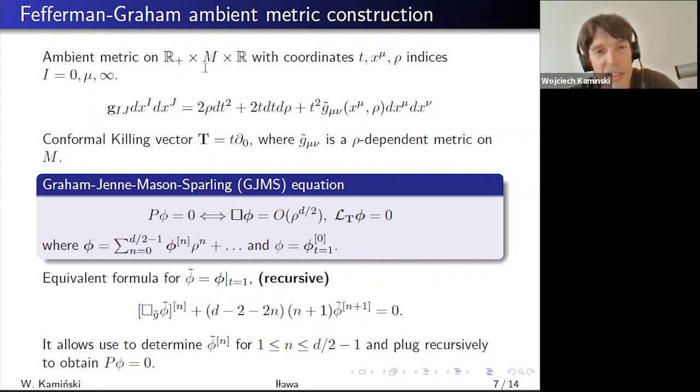So we introduce this ambient metric. To our manifold, we add two new coordinates, T and rho. As in Fefferman-Graham, the index for T I will denote zero, and for rho I will denote infinity, and with such a metric. For this moment, it will not be important. Of course, this metric is determined by some conditions, but for the evolution of these conformal powers of Laplacians, this is not as important. So we have such a metric. This rho-tilde we can think of as a rho-dependent metric on our manifold M. This variable T is a variable in the direction of the Killing vector. So we have this Killing vector T.